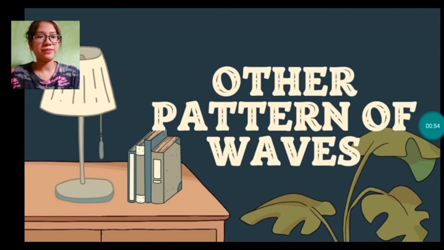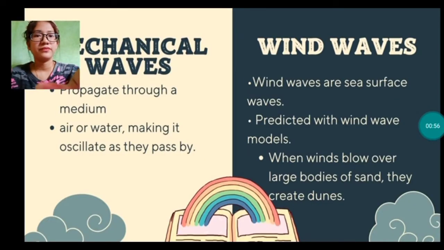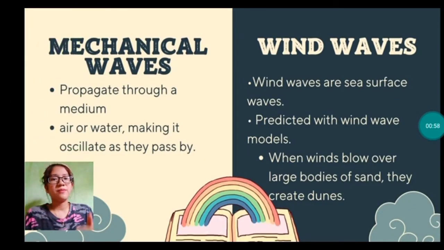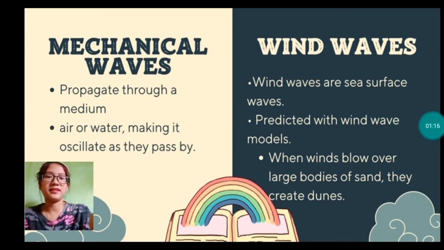Other patterns of waves. Mechanical waves propagate through a medium, air or water, making it oscillate as they pass by. Oscillate means to swing back and forth. Wind waves are sea-surface waves. When wind blows over large bodies of sand, it creates dunes in extensive dune fields.